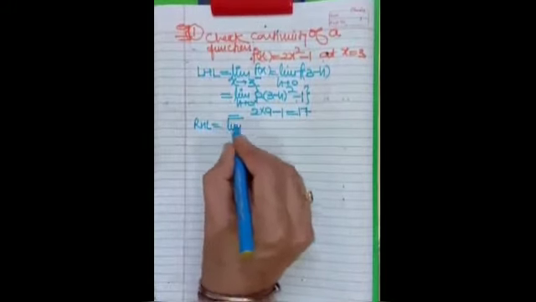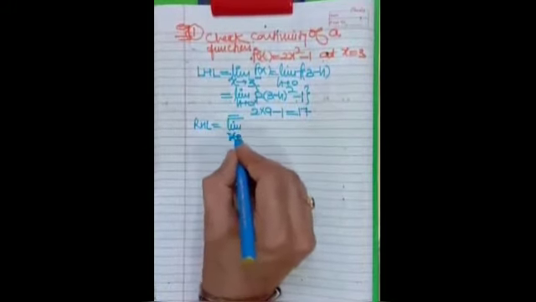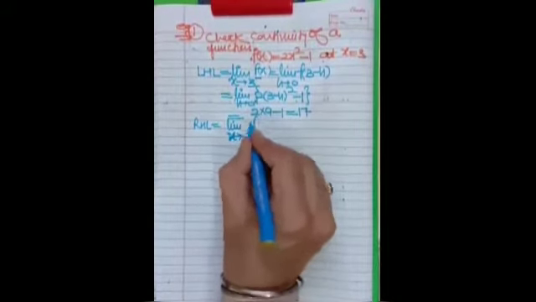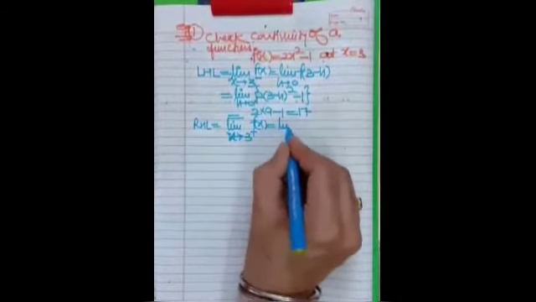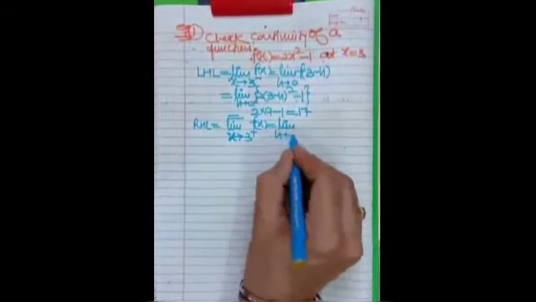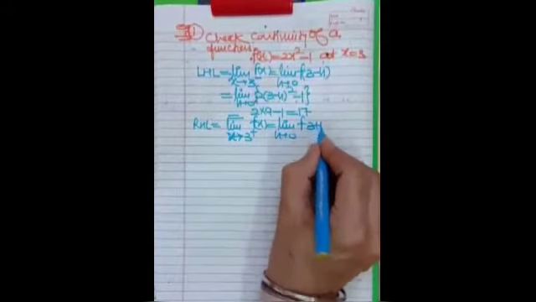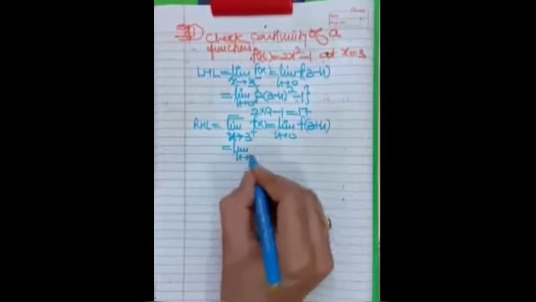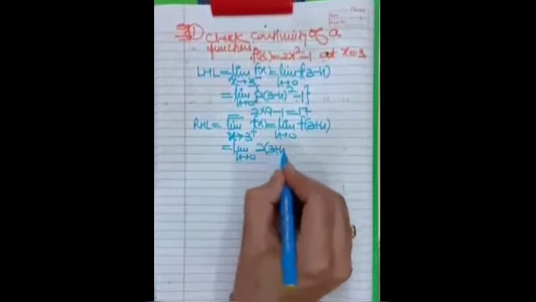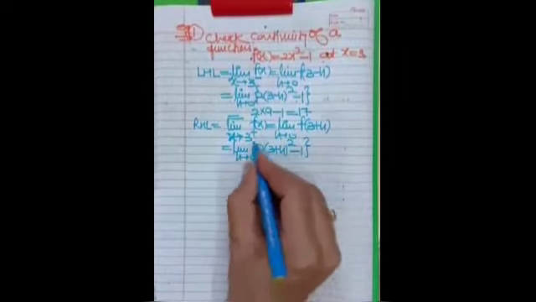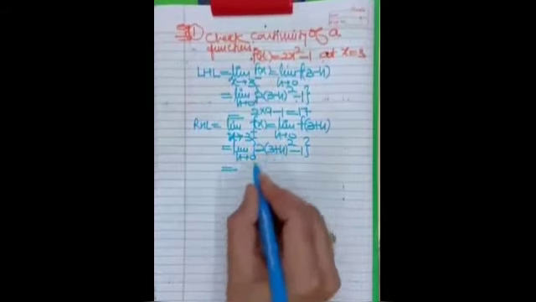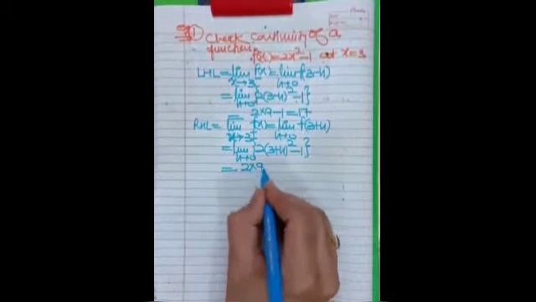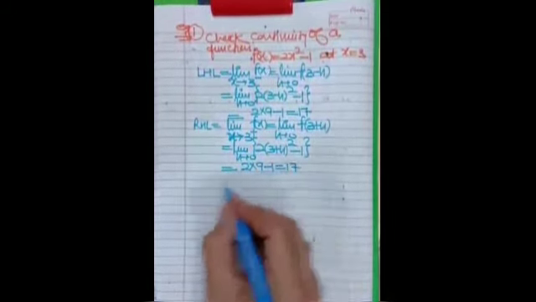RHL is right hand limit. X goes to 3 positive, means right neighborhood. Children, what to do? We will put 3 plus h. Limit h tends to 0, 2 bracket 3 plus h whole square minus 1. Put h is equal to 0, limit. You will get the same 17.